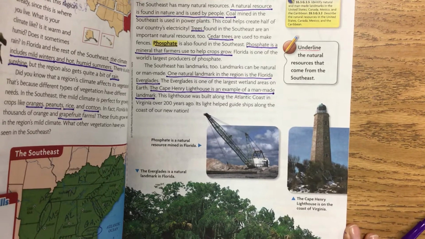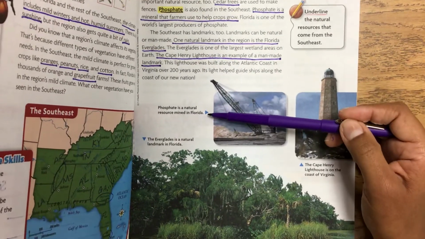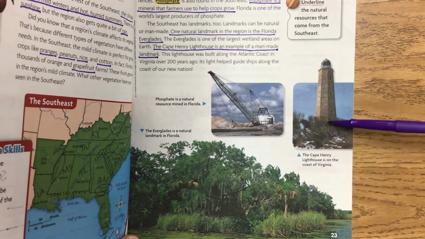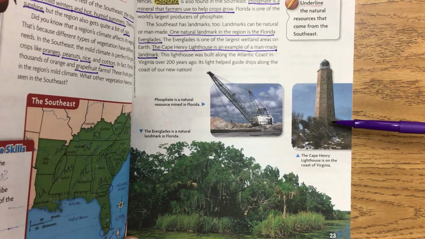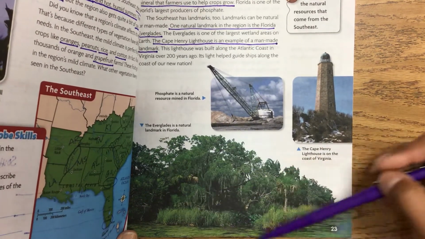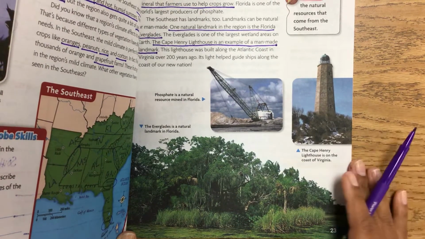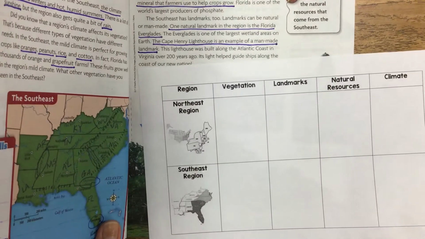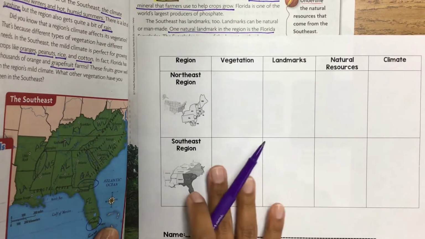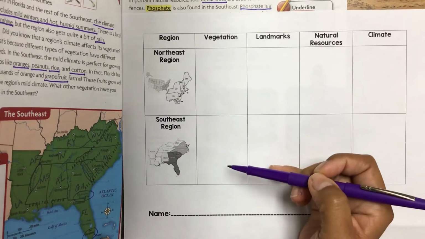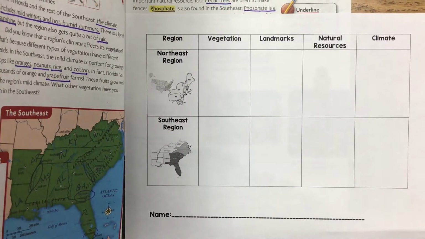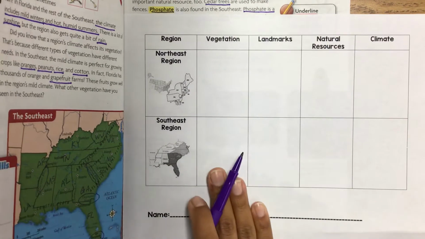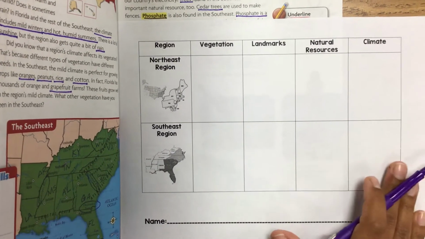And here you see some photographs with captions beside them. Phosphate is a natural resource mined in Florida. The Cape Henry Lighthouse is on the coast of Virginia. And the Everglades is a natural landmark located in Florida. So what we want to do now, and you can find this as a part of your Google Slides, is after you read each lesson, you want to go ahead and fill in each of the boxes. So when we focus on the features, we're going to focus on vegetation, landmarks, natural resource, and the climate.